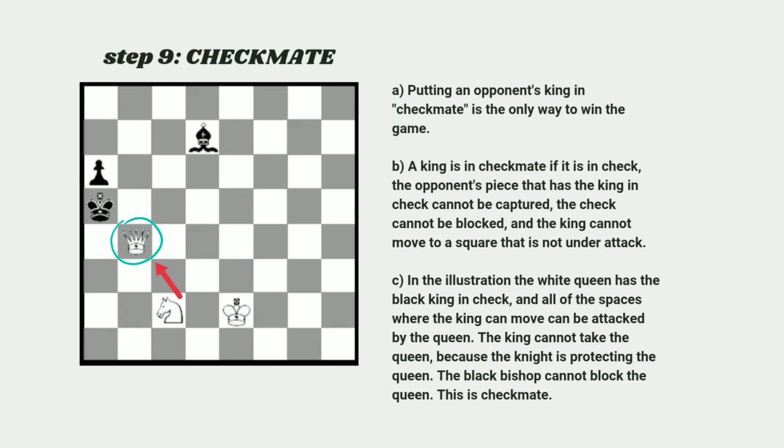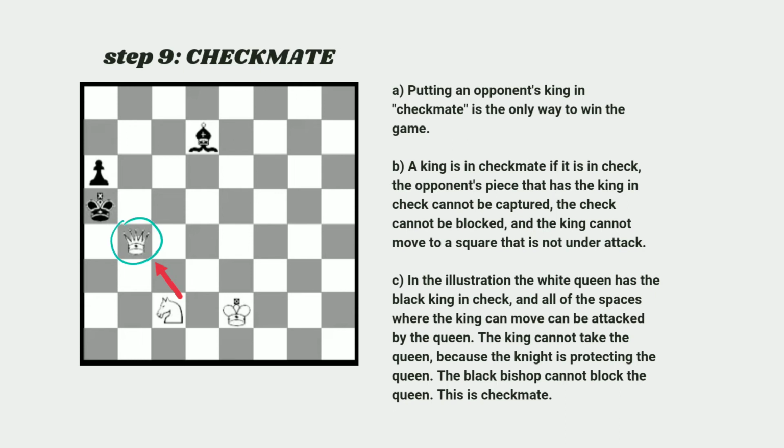A king is in checkmate if it is in check, the opponent's piece that has the king in check cannot be captured, the check cannot be blocked, and the king cannot move to a square that is not under attack.